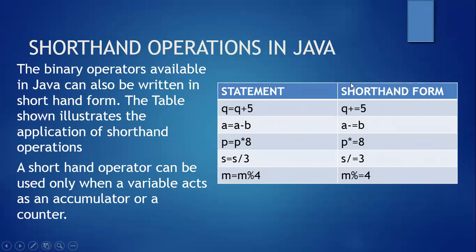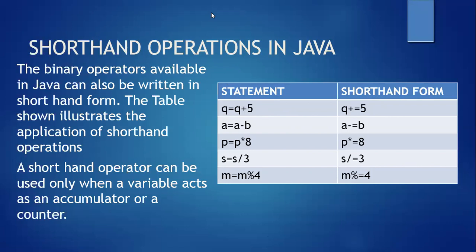Let's look at the table first and then I will explain what a shorthand operator is. A shorthand operator is a way of writing a statement. Like I want to write Q is equal to Q plus 5. Instead of writing Q is equal to Q plus 5, I can write Q plus is equal to 5. This is the shorthand form of the statement.